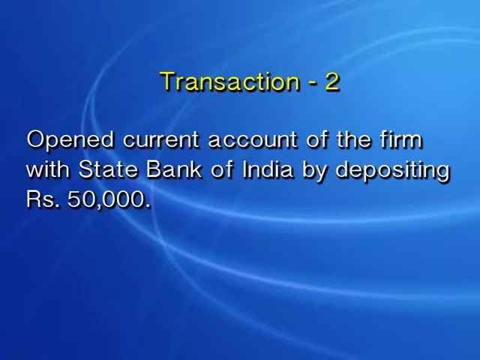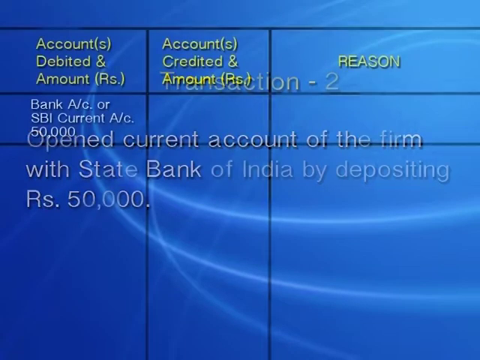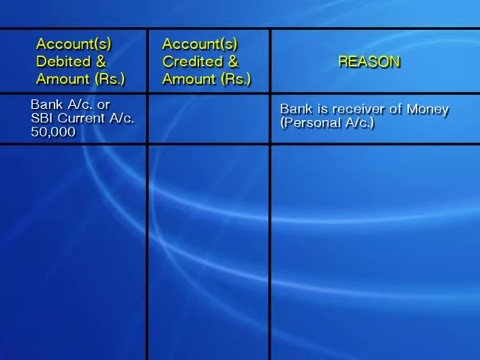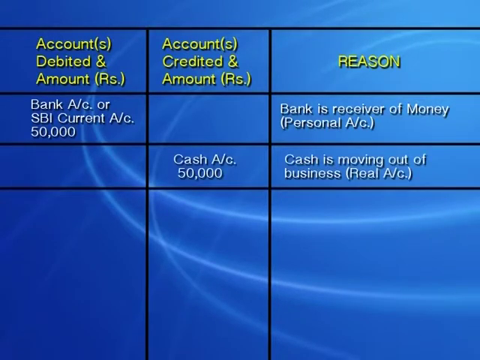Now, there is bank account because you are opening a bank account. So, there will be a bank account, you can call it State Bank of India current account, you can call it simply bank account, and when you are opening account with the bank, bank is receiver of money. So, governed by the personal account, debit the receiver, bank will be debited, and cash is moving from your business, cash is a real account, cash is moving out of business. So, credit what goes out, cash account will be credited.